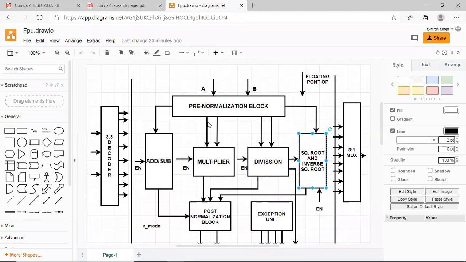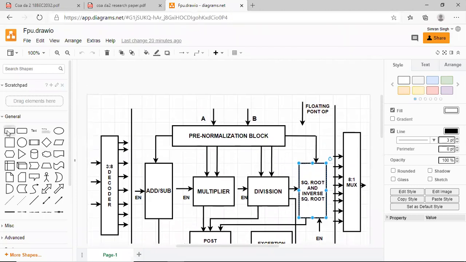The given diagram, for example, was created using the general drawing tools as shown here. Further, these shapes and blocks were edited using these options.